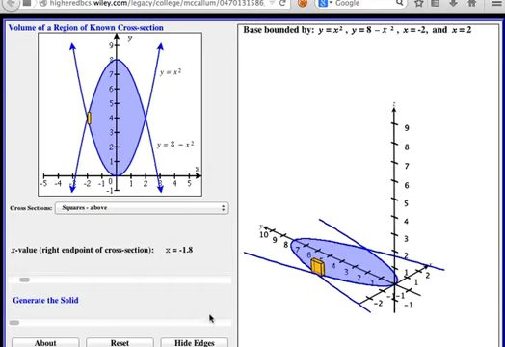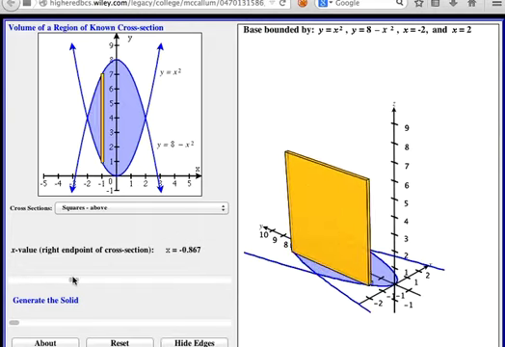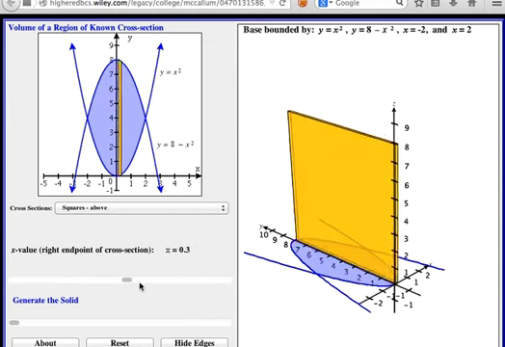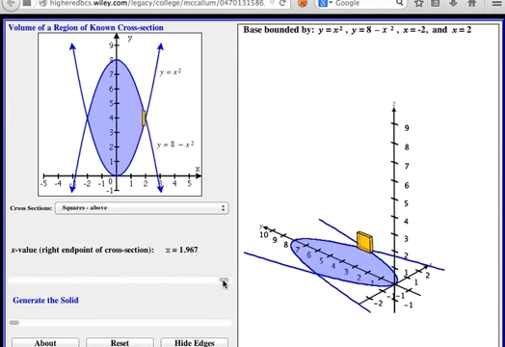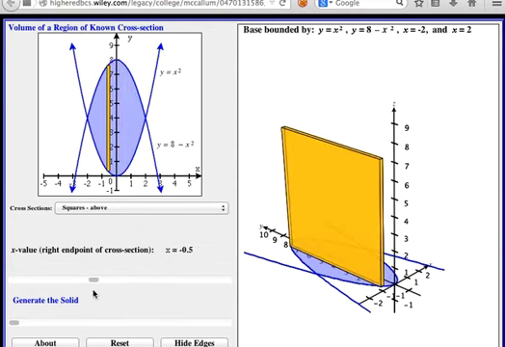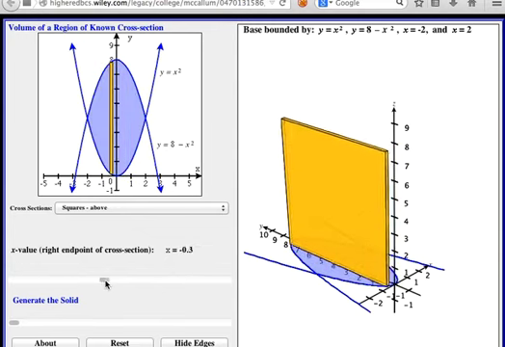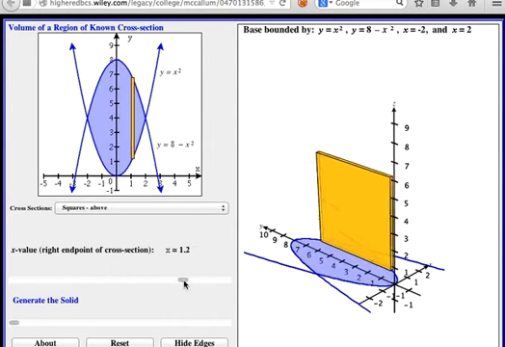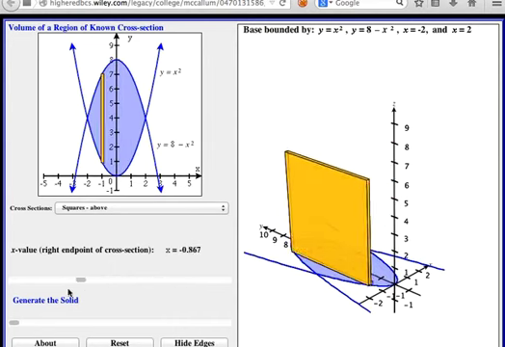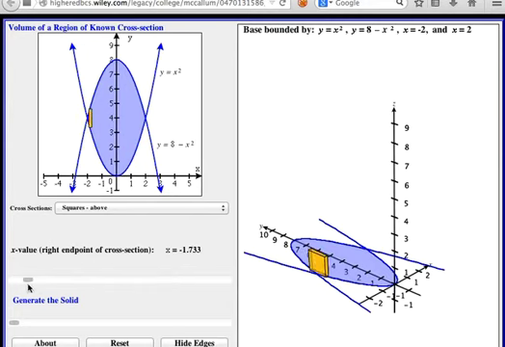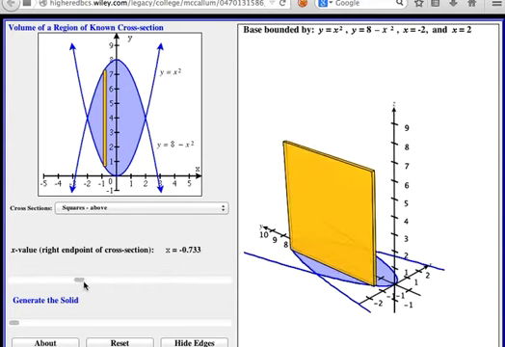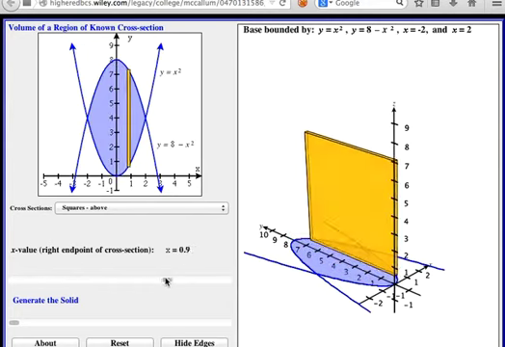Okay, so instead of taking this region and flipping it around the x-axis or something like that, that region is now going to be the base for cross sections that are of the same shape. This one's obviously going to be cross sections that are squares, and the squares are going to be perpendicular to the x-axis.